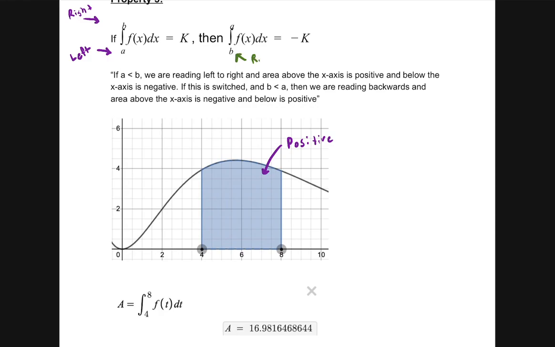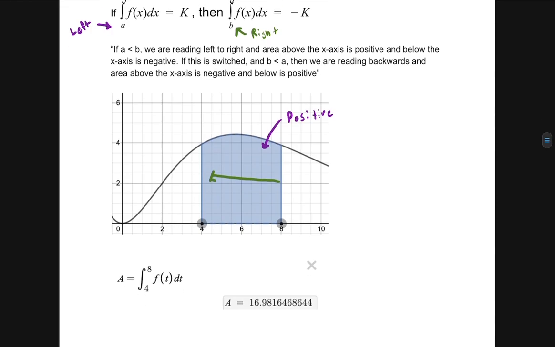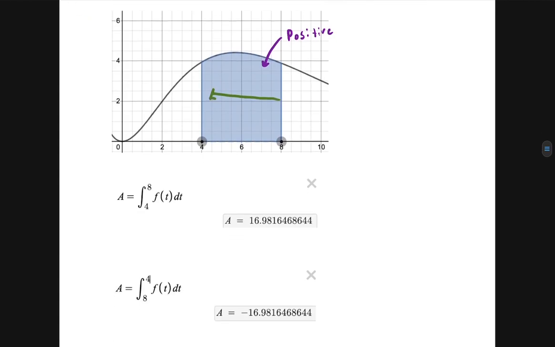So if we go from B to A, basically this works backwards. If you're going from right to left, well, yes, that's above the x-axis, but we're doing it backwards, so our second integral would be negative here. Notice on the Desmos, if I go from 4 to 8, the natural left to right way, I have a positive area.